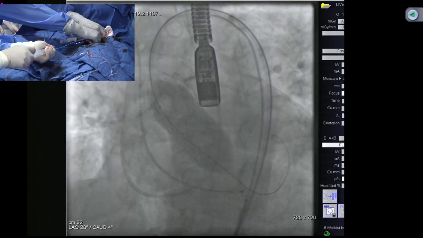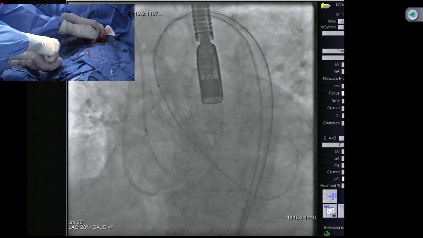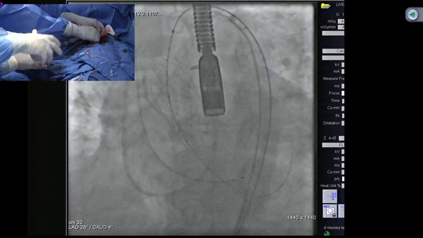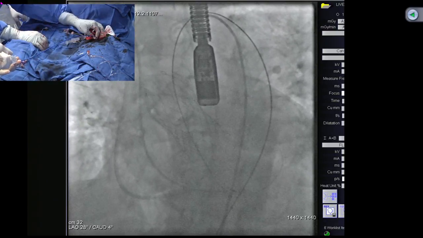Continue pacing. Continue pacing. This is very important, that they continue pacing and deflate the balloon, and then you take it out. Balloon comes out. Good. Now you can stop pacing. Yeah. Stop pacing. All right.